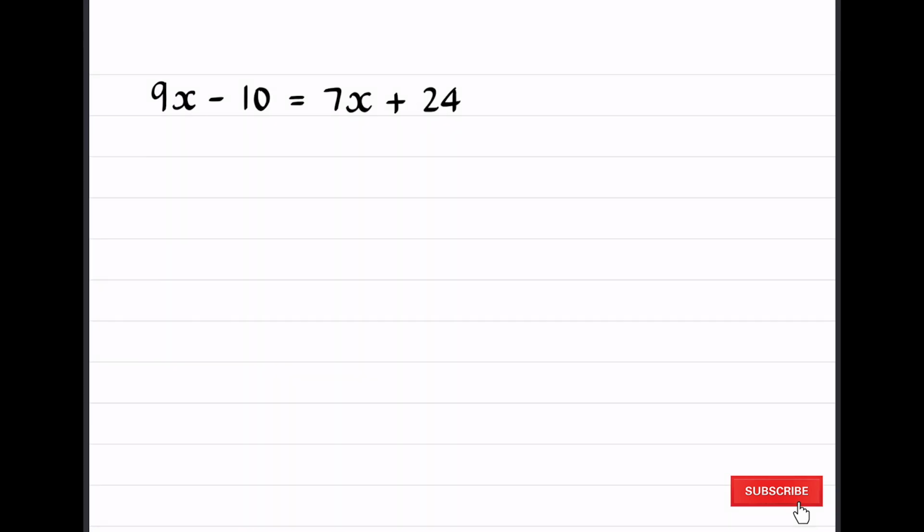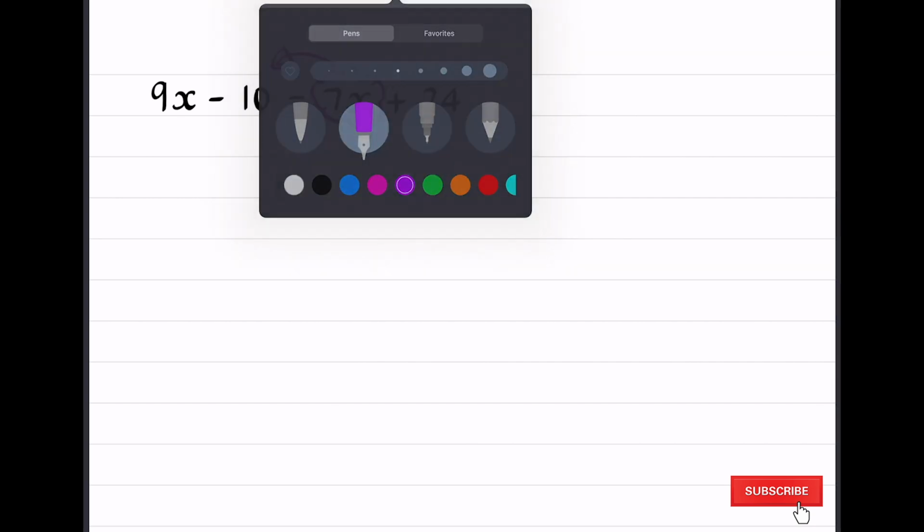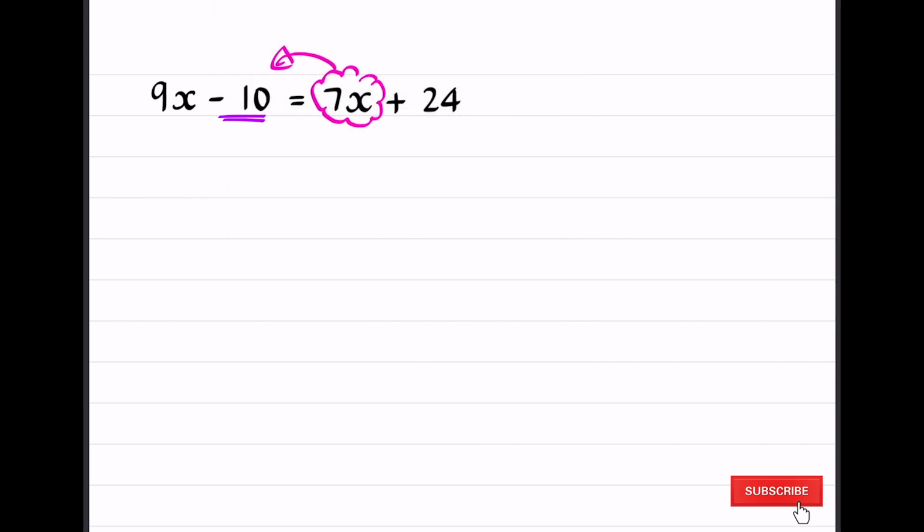Alright, now what we have is 9x minus 10 equal to 7x plus 24. So it doesn't matter whether I group my variables on the left or I group my variables on the right, so long as I group my like terms together. So I'm going to take the 7x to the left to be with the 9x. And I'm going to take the negative 10 to the right to be with the positive 24.